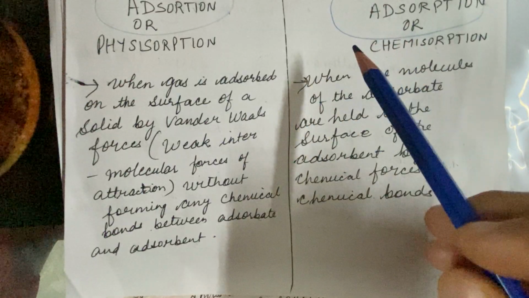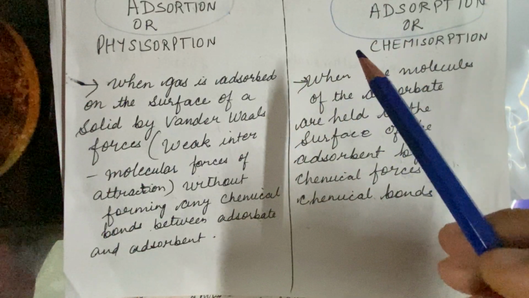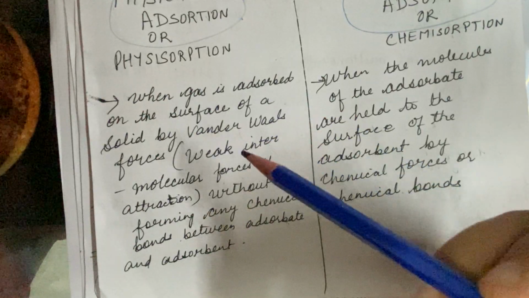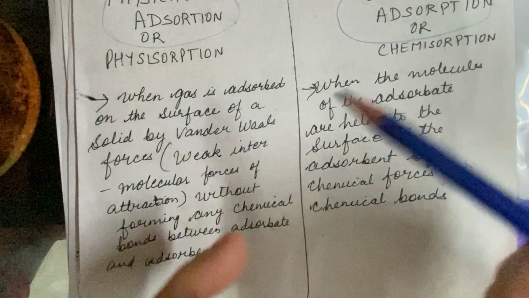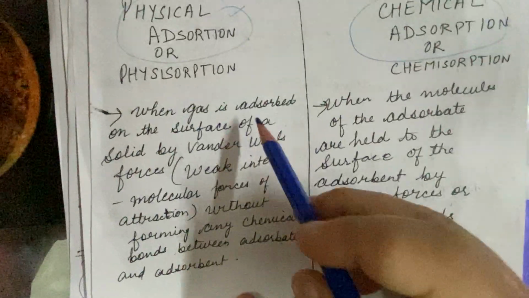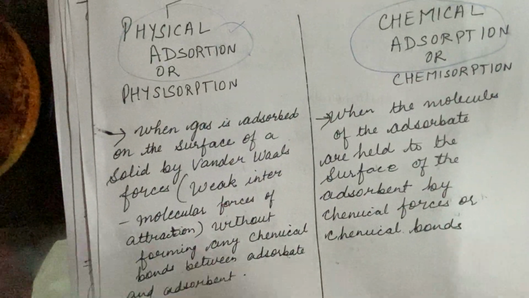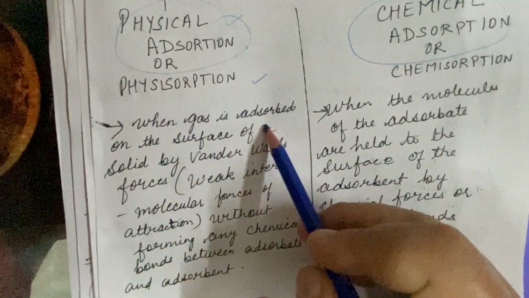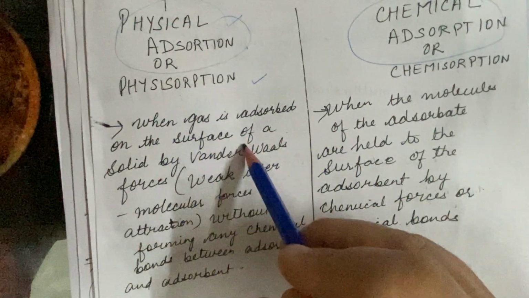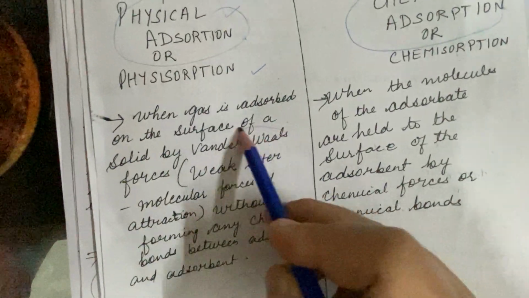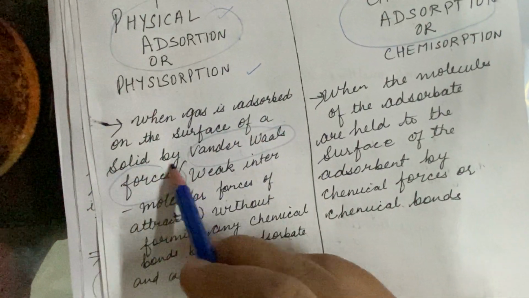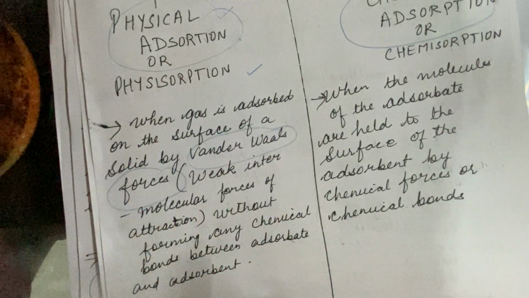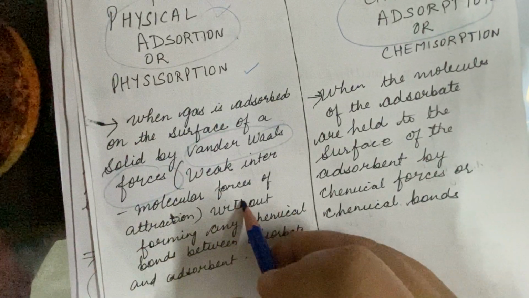So what happens here? We have two different types of forces playing an important role in these two different types of adsorptions. When we talk about physical adsorption, the gas is adsorbed on the surface of the solid by van der Waals forces. You must have studied in your 11th class that van der Waals forces are weak intermolecular forces.